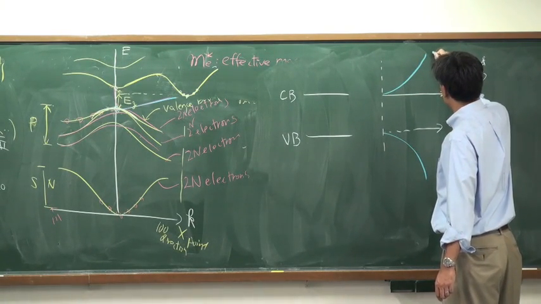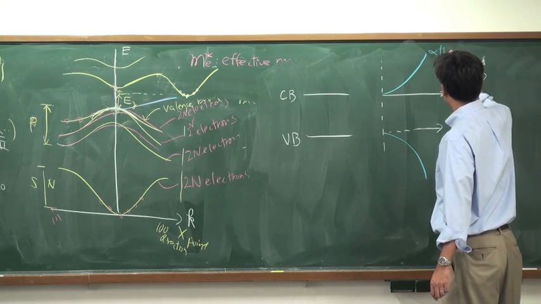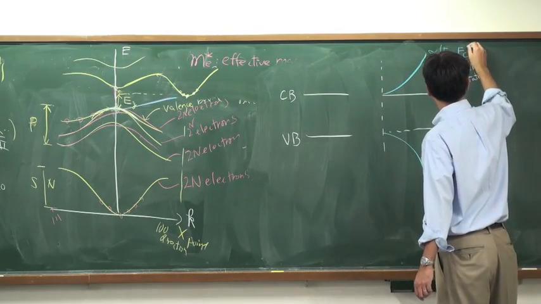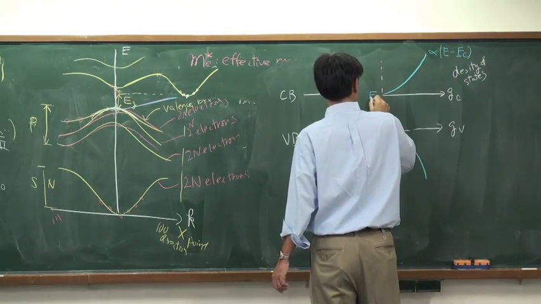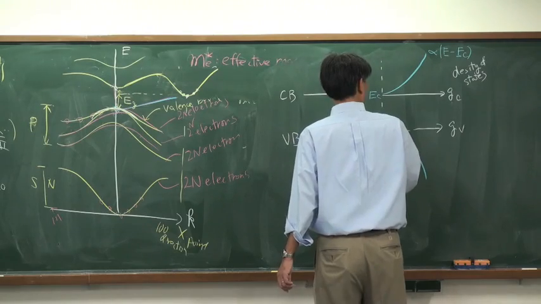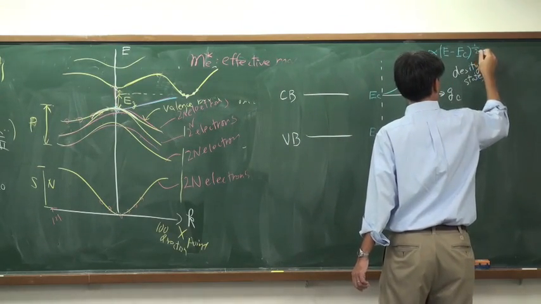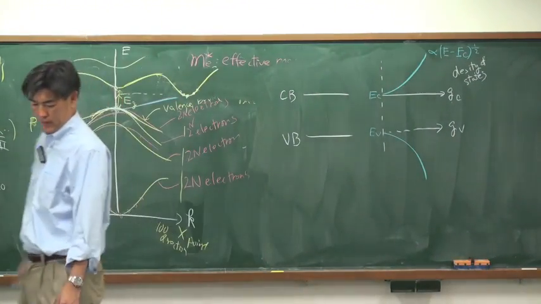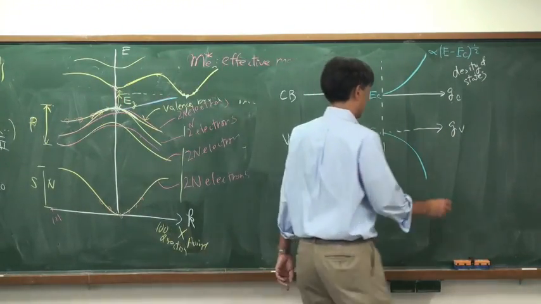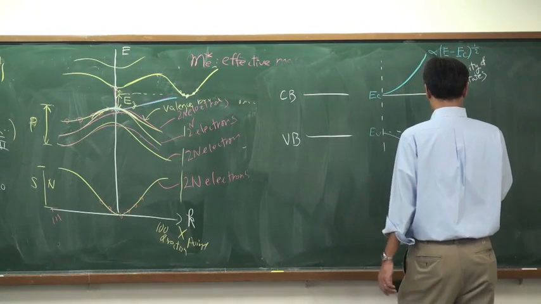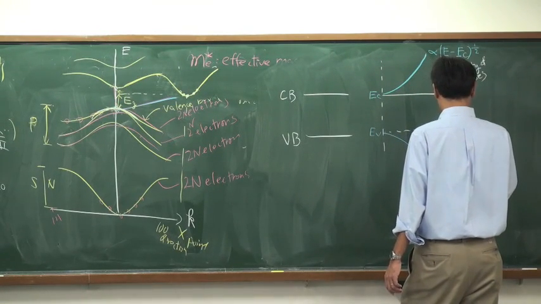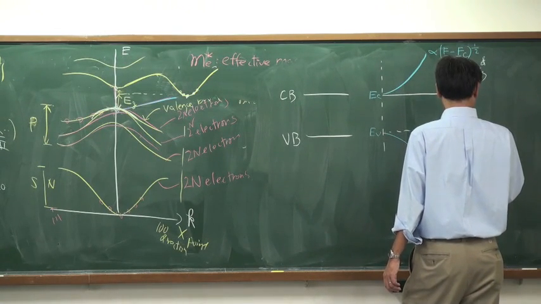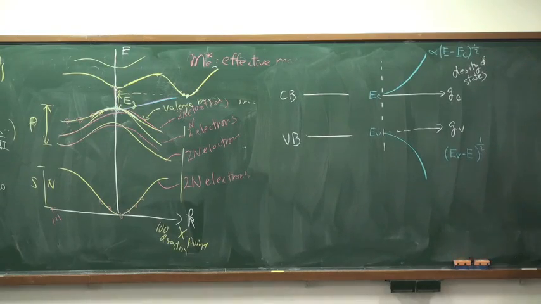And in fact, this goes with energy minus EC. Here's EC, here's EV. It grows as 1/2. And this goes as EV minus E to the 1/2. So actual energy.